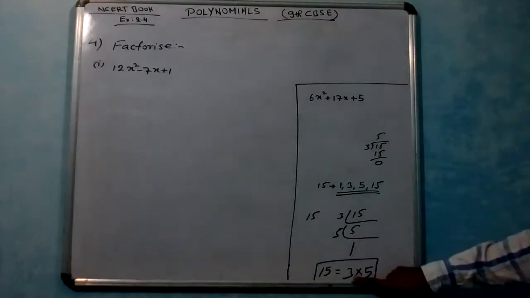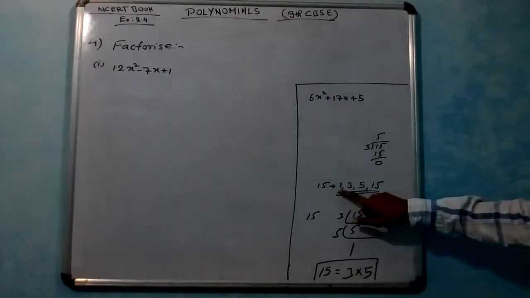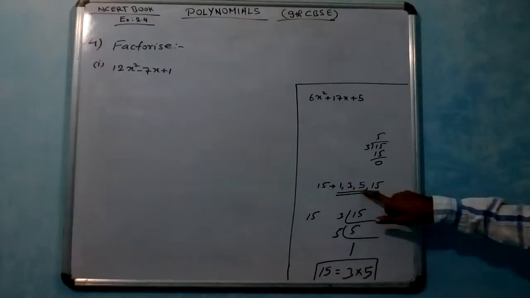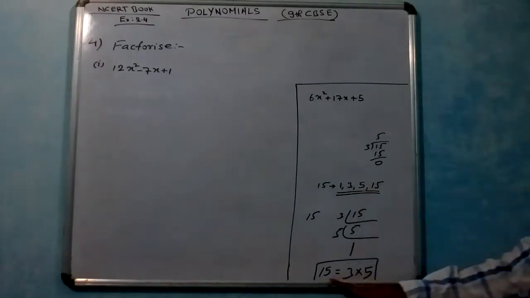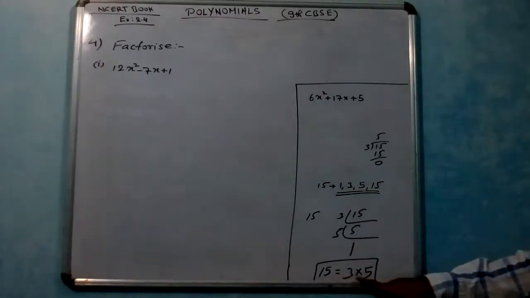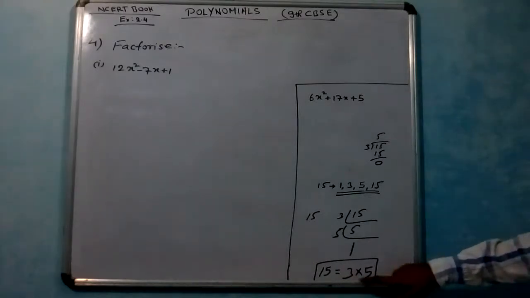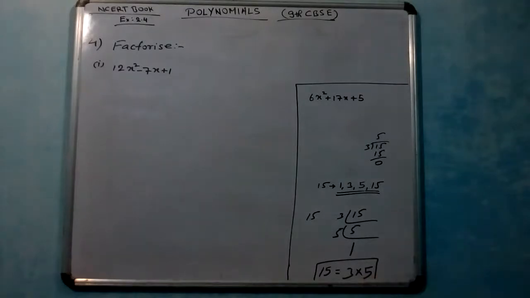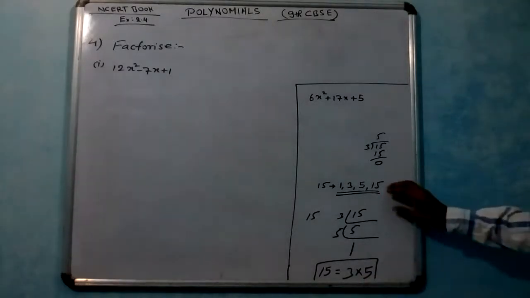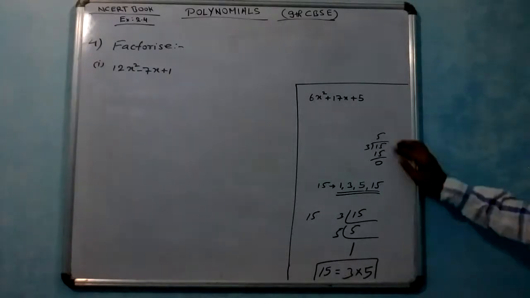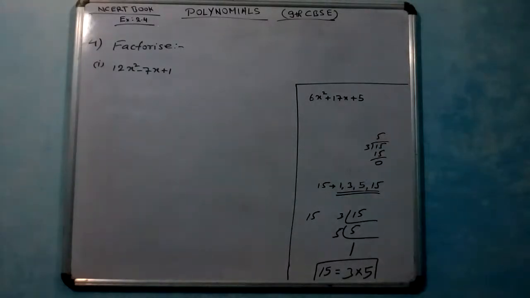What are the factors of 15? 1 also, 15 also, 3 also, 5 also. But when it says factorize 15, it means 15 is equal to the multiplication of the considerable factors, 3 into 5. Fine? So this is the simple factorization of the simple numbers that we have studied before.